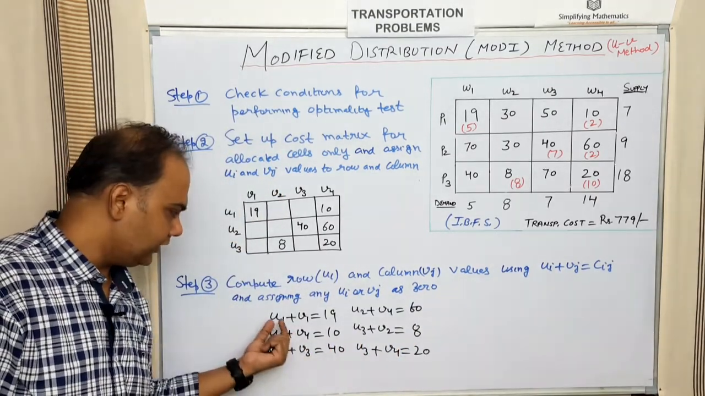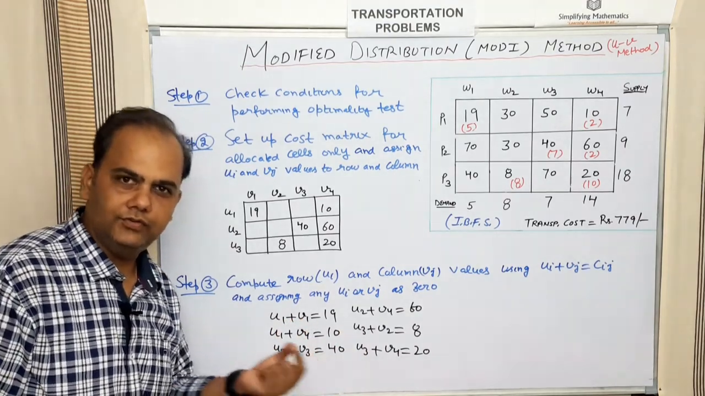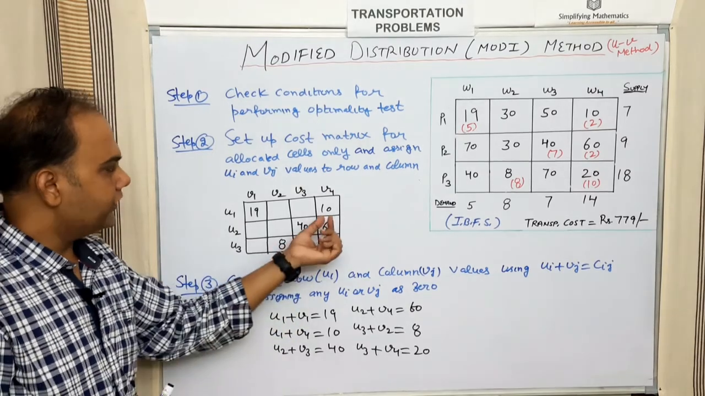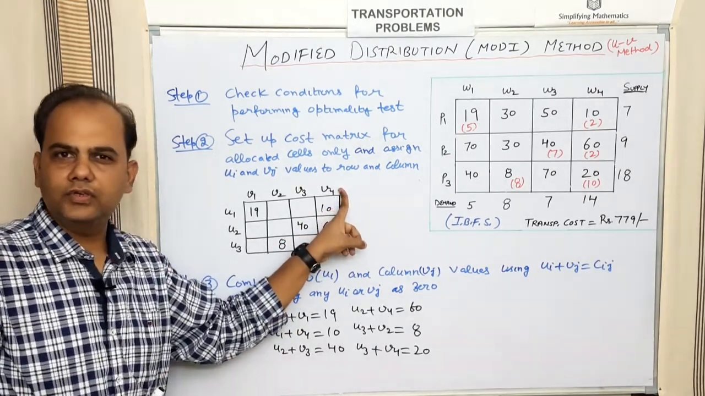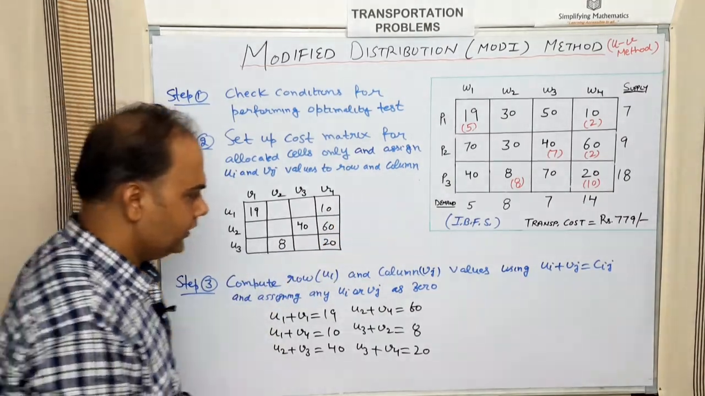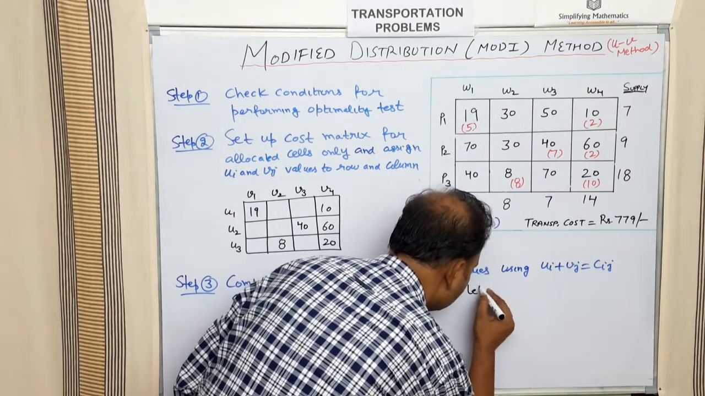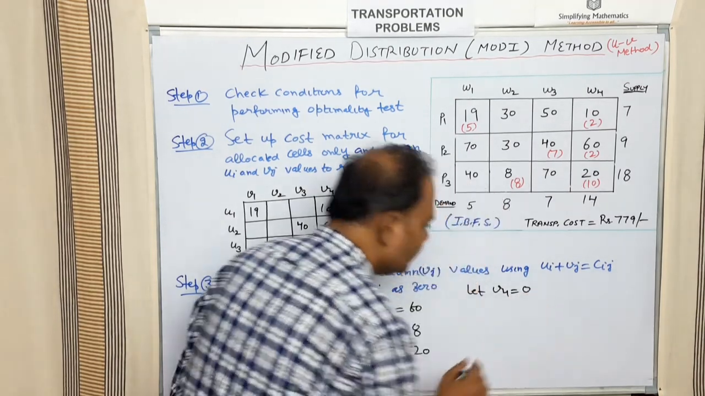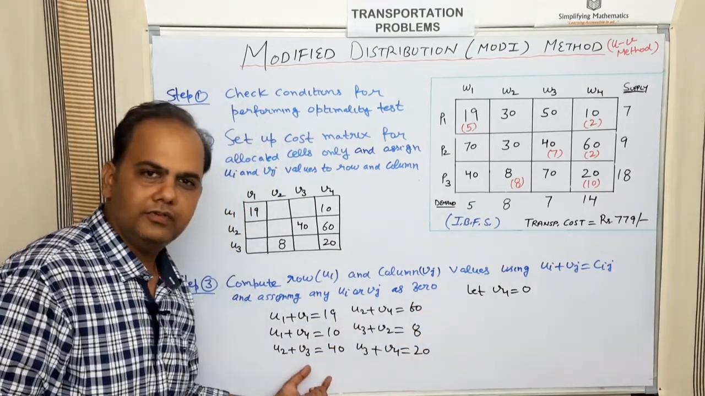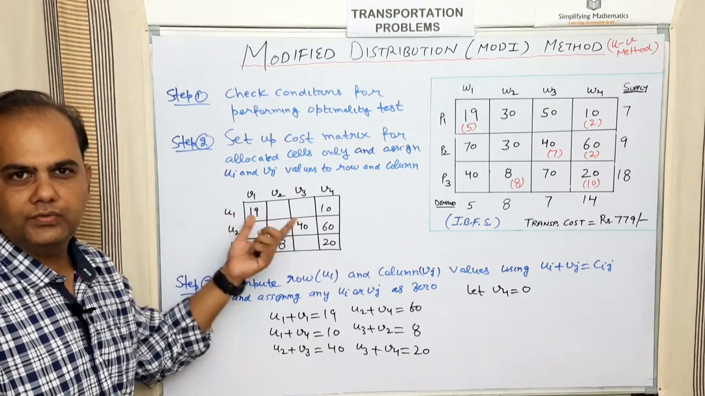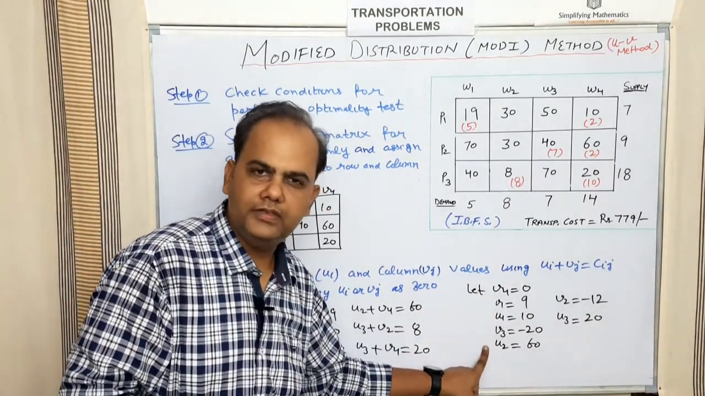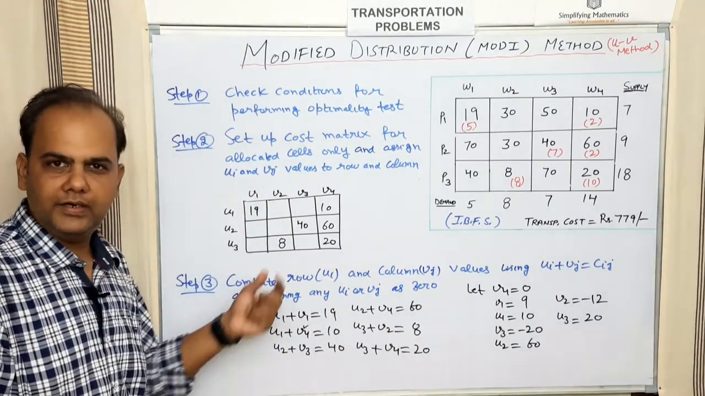Now we have to find the values of u1, v1, all these values by taking any ui or vj as 0. So for ease of calculations, we are taking v4 equal to 0 because corresponding to v4 there are 3 costs. So therefore we assume let v4 equal to 0. Now put the value of v4 as 0 in these equations and find the values of u1, u2, u3, v1, v2, v3 and v4. Now after finding the values of ui and vj, you put all those values in this matrix.